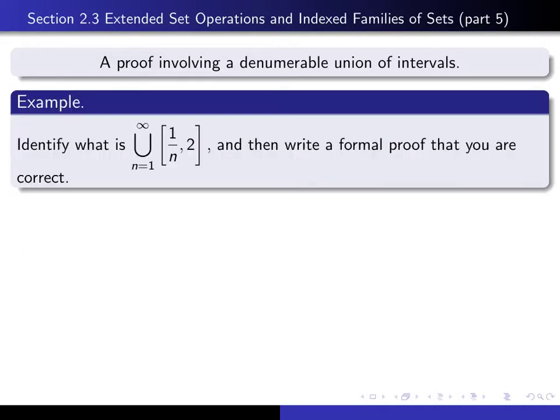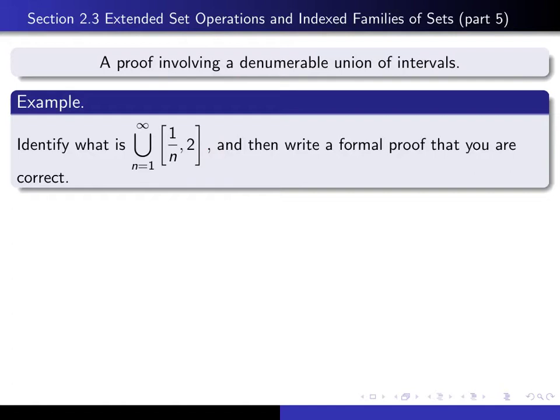This is the fifth in our series of lectures on section 2.3, and in this lecture we're going to do a proof involving a denumerable union of intervals. So here's the example that we're going to do. I give you a denumerable union of intervals. Here you see it. I want you to figure out what it is and then write a formal proof that you're correct.